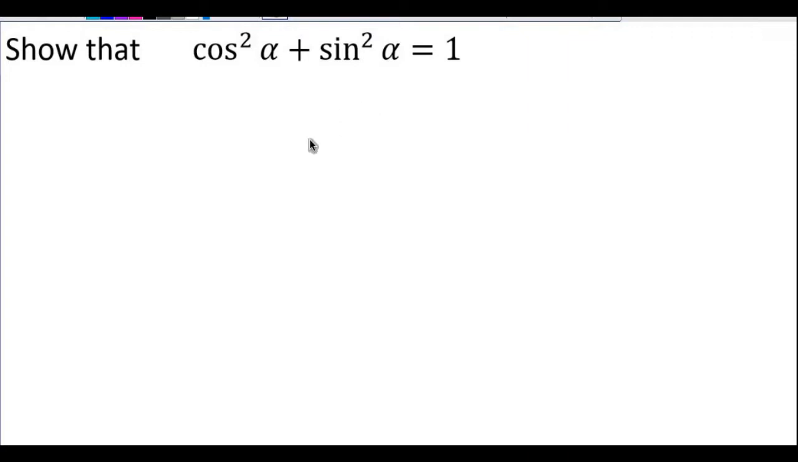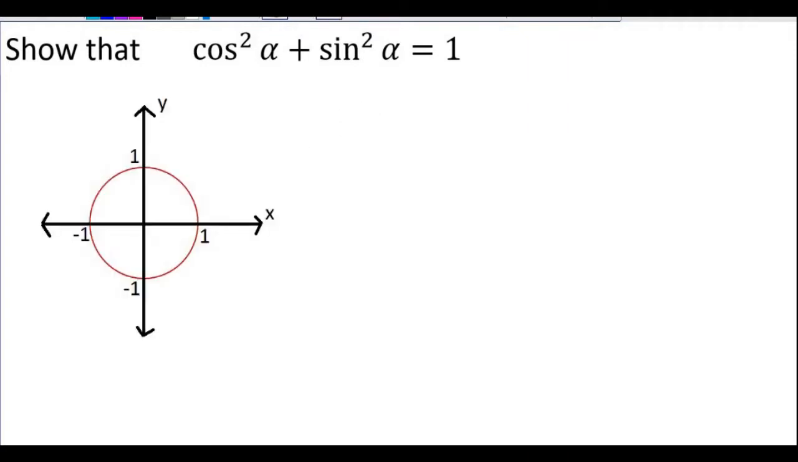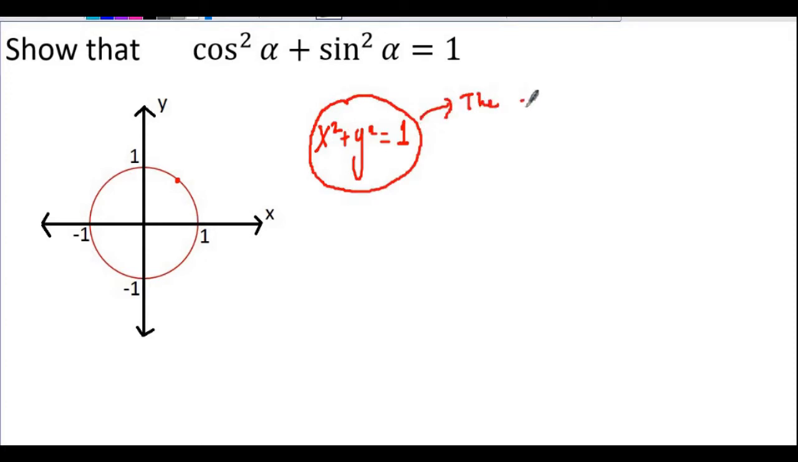Alright, so let's draw our unit circle first. This is our unit circle, and on the unit circle, if we choose any point, let's say this point, the coordinates of this point must satisfy the equation x squared plus y squared is equal to 1. This is the equation of a unit circle. So let me write here the equation. Any point on the unit circle must satisfy this equation.